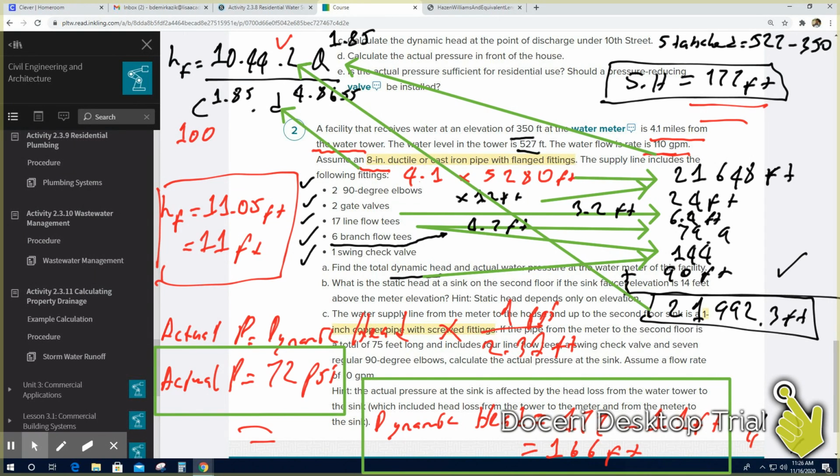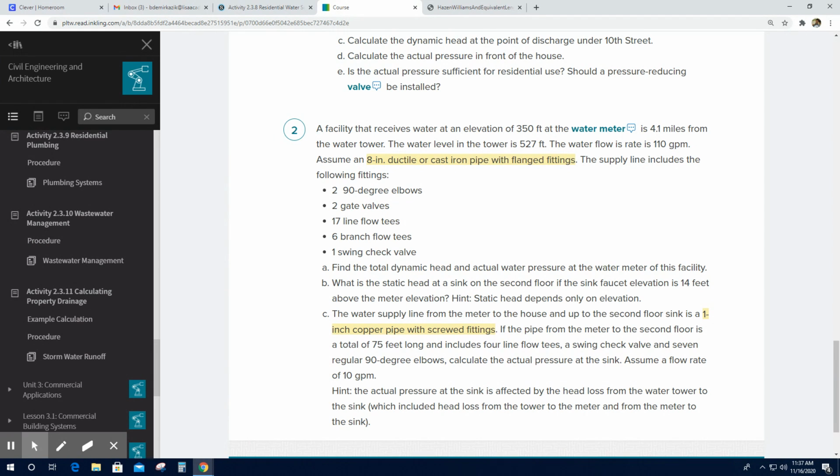So 72 psi, this falls within the acceptable range of the residential distribution, which is between 40 psi and 80 psi. Is it between 40 psi and 80 psi? Yes. Do we need any pressure reducer or something else? No, we are good. So this is how you are supposed to solve the A. Now I'm going to move to B. Okay. Let's move on to B.